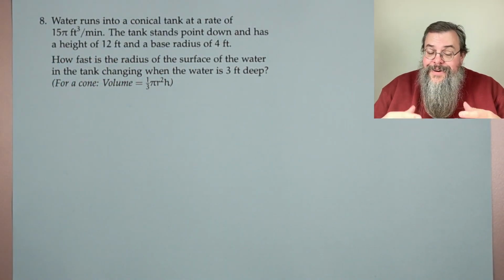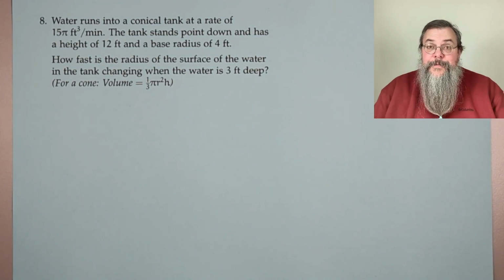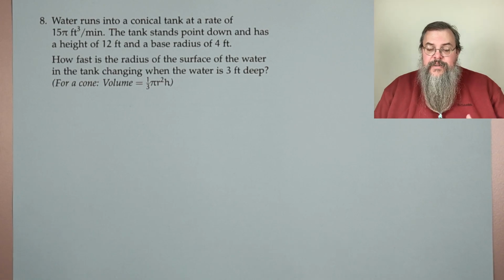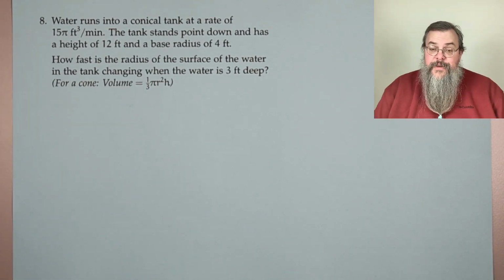Water runs into a conical tank at a rate of 15 pi cubic feet per minute. The tank stands point down. It has a height of 12 feet and a base radius of 4 feet.